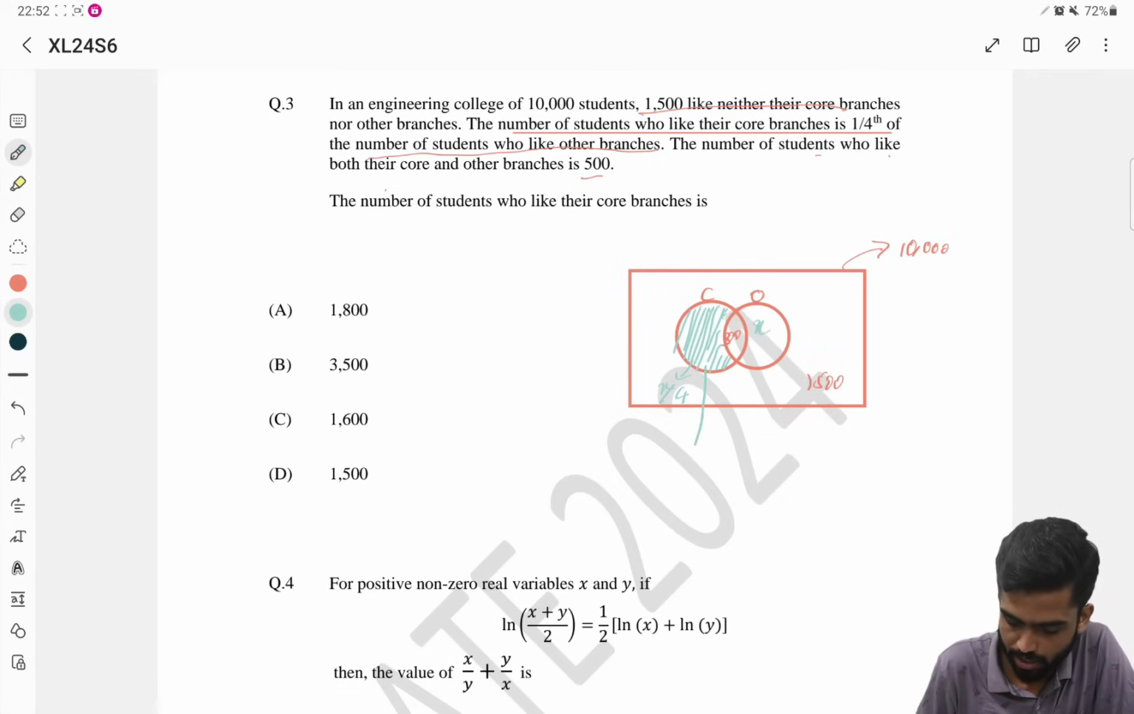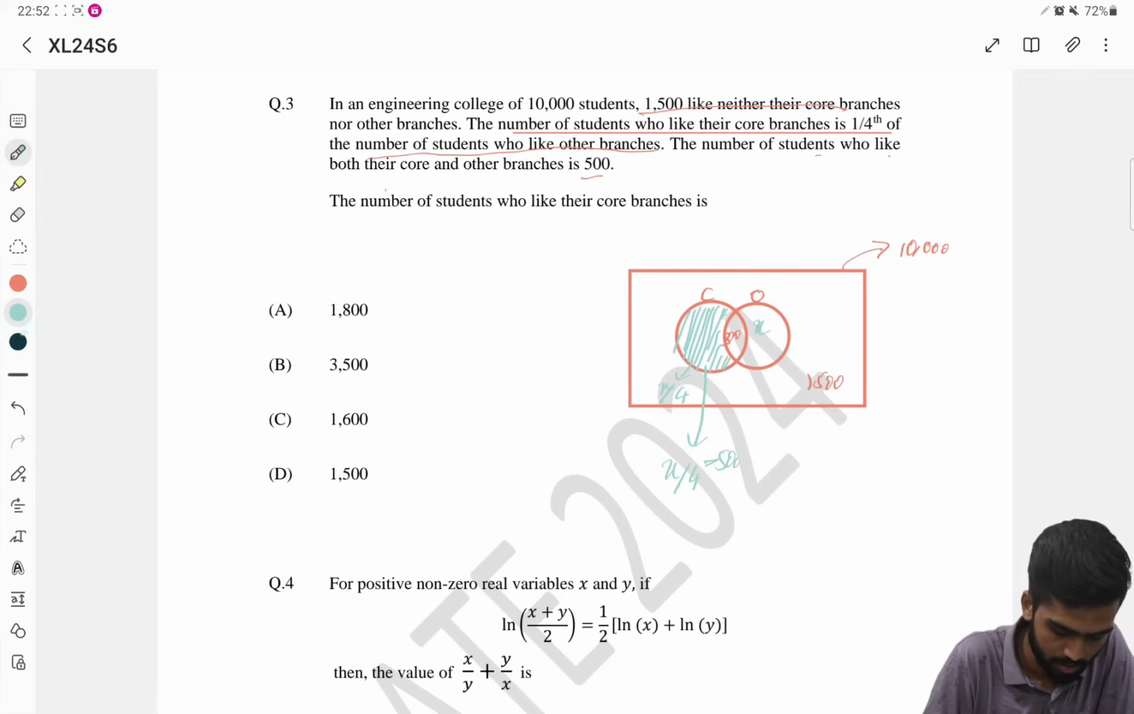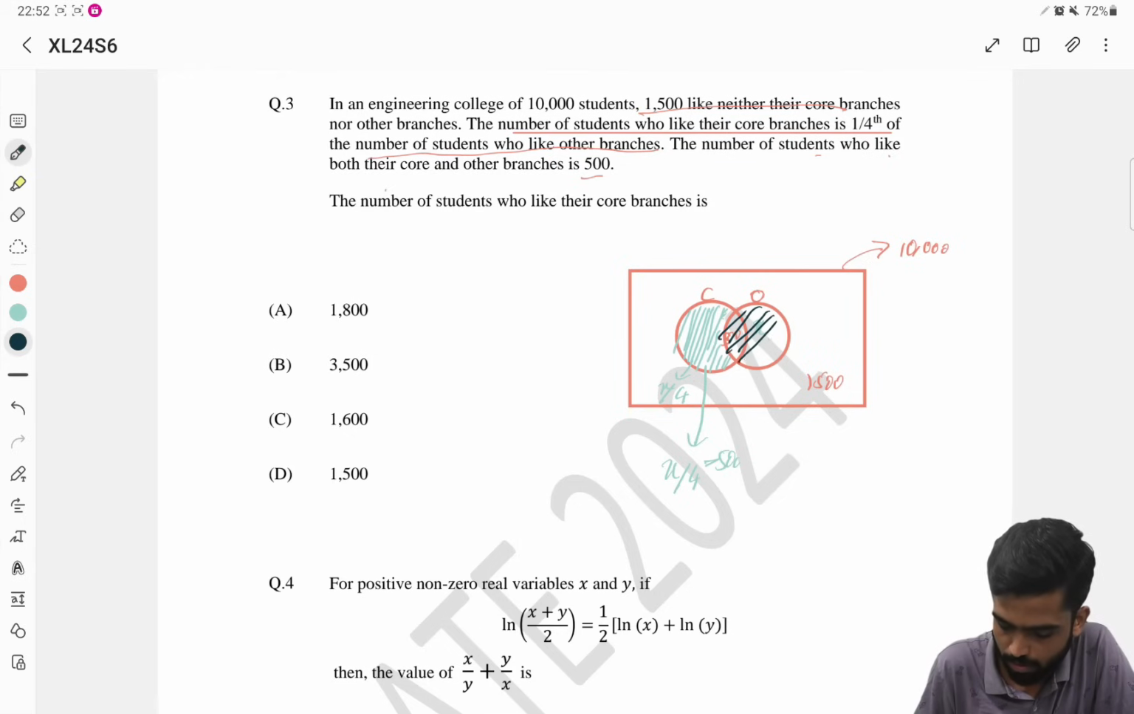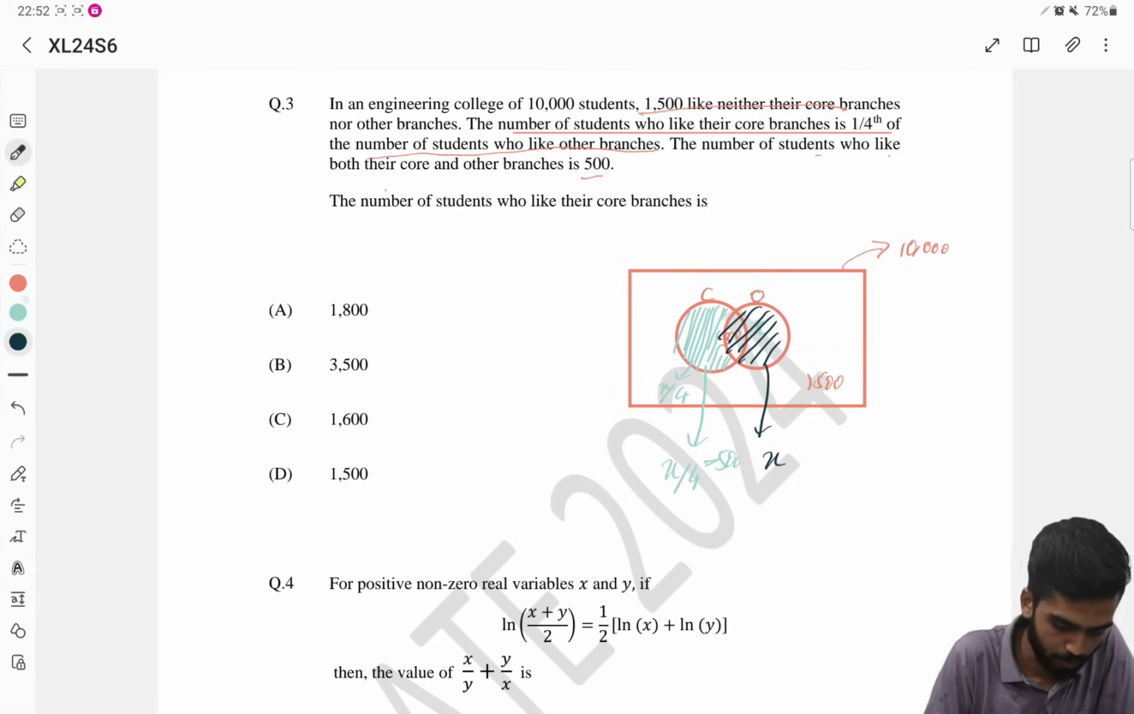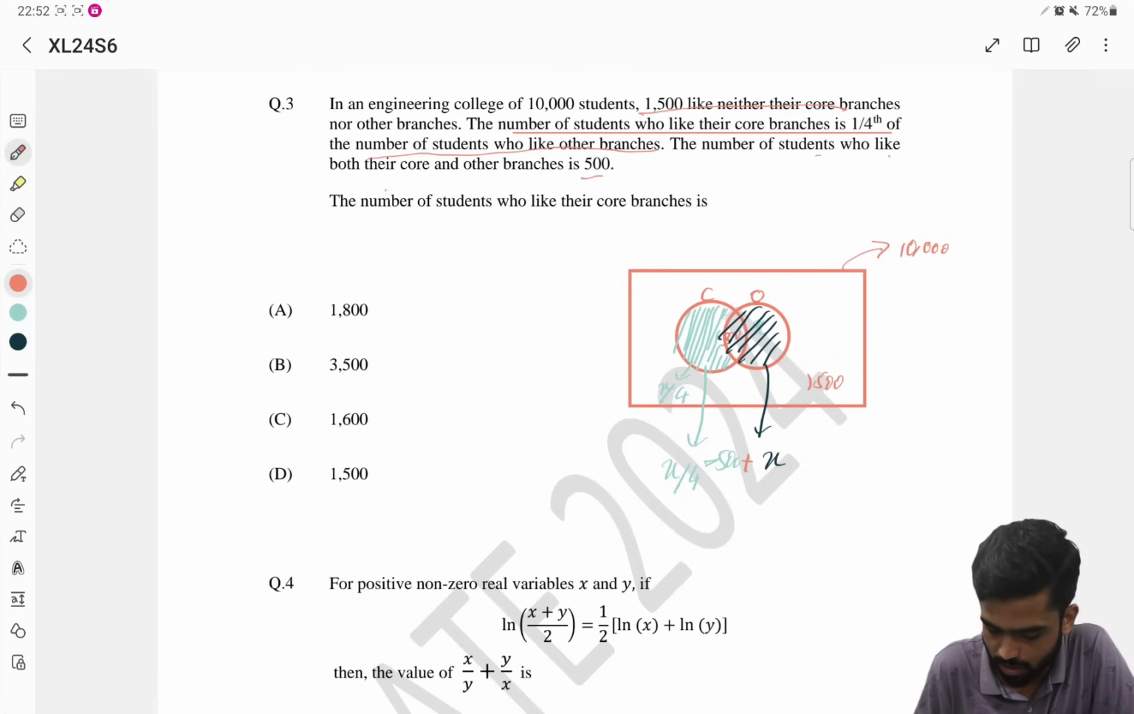So this particular shaded region would be x by 4 minus 500, and this particular complete circle would be x. And if we add both of these entities, it will be 10,000 minus 1500, which will be 8,500. So x by 4 minus 500 plus x is 8,500.